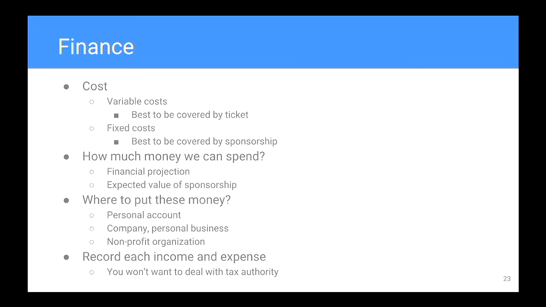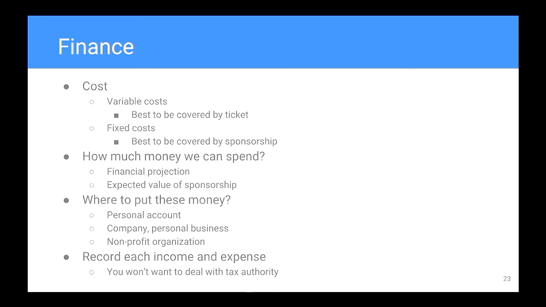Because we set the dates, at some point you need to know about how much money you can spend. So before that, you can do a thing called a financial projection. You just calculate the expected value of sponsorship, and after calculating that, you will suddenly know whether you will make it or not, or in other words, whether you need to cut off some things in your conference. So think about that.